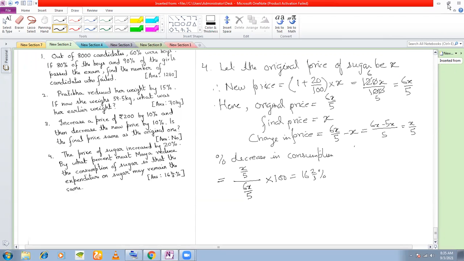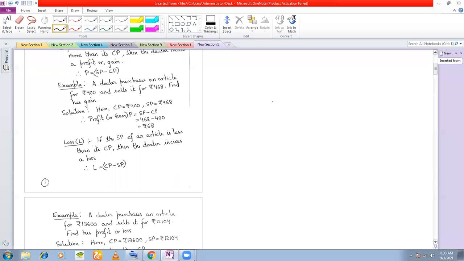Okay. So now we are going to discuss profit and loss. So just give me a minute. A dealer purchases an article for rupees 400 and sells it for rupees 468. Find his gain. So he's selling it for 468 and he is buying it for 400 rupees. So obviously his gain is 468 minus 400, right? So the formula for gain or profit is equal to selling price minus cost price.